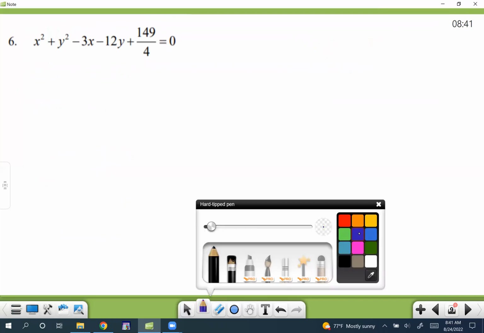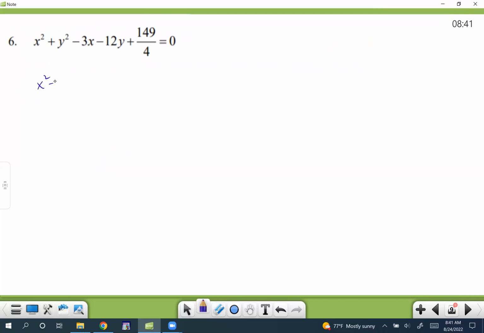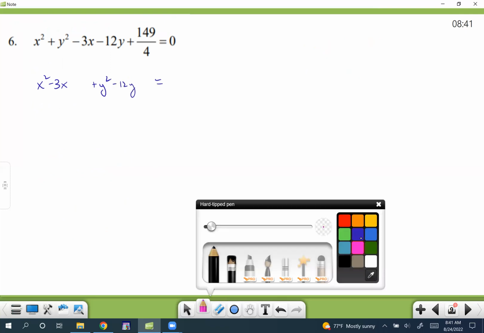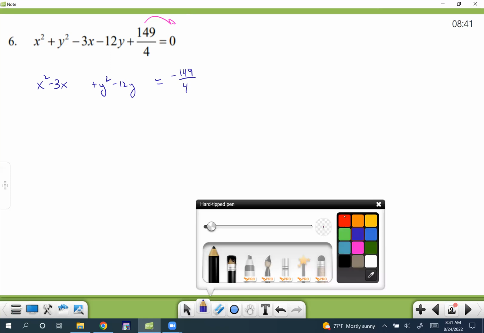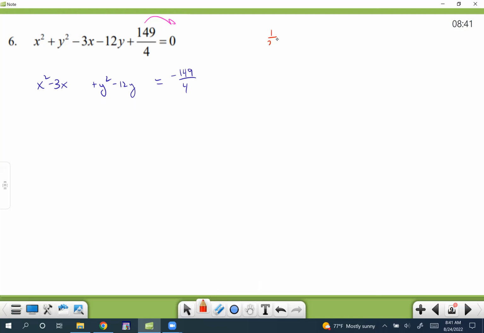All right. So we're going to group together the x's. And we're going to leave a little space after it. And then we're going to group together the y's. And any constants get moved over to the other side. Okay. All right, so we're going to go ahead and use that formula for completing the square. So we're going to take half of, in this case, 3.